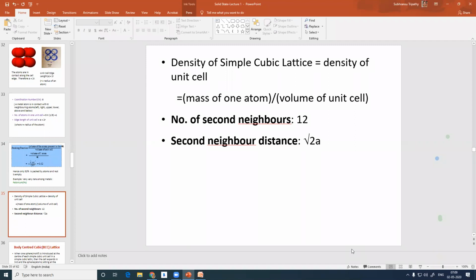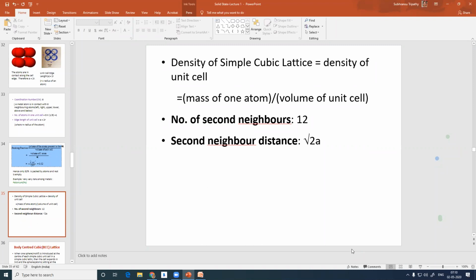You have to tell me next time, where are the second neighbors? The first neighbors is the coordination number, which is 6 in case of simple cubic. But the second neighbors, that means next to neighbor, there are 12. And you have to point out, I will show you the lattice. You have to point out where are the locations of the second neighbors, and the distance between two adjacent second neighbors is root 2a. That you have to prove.